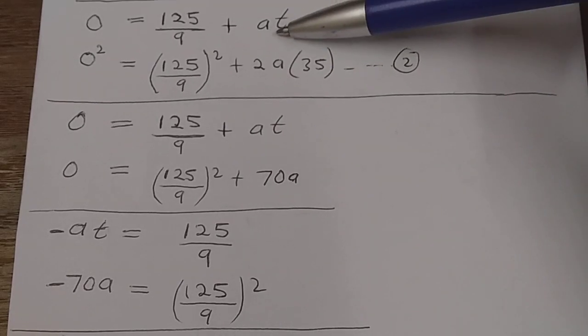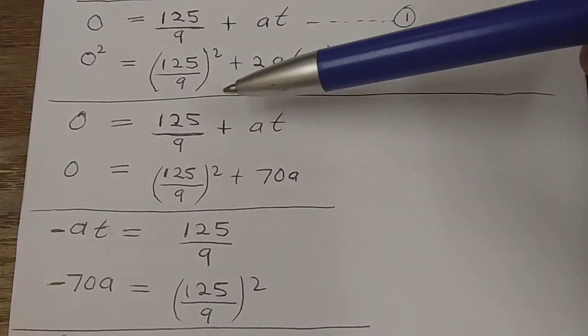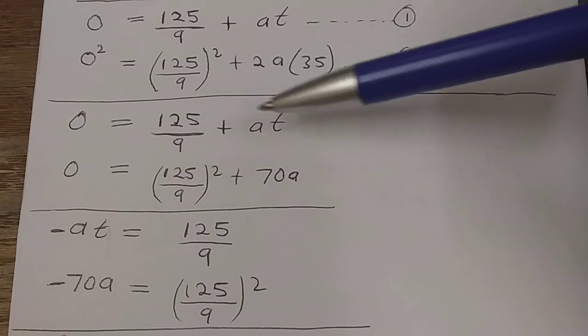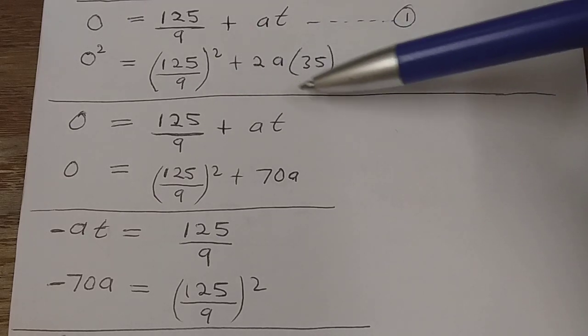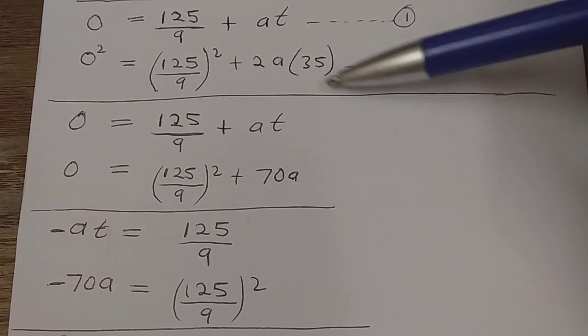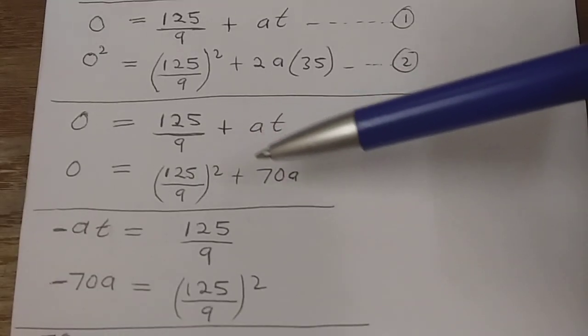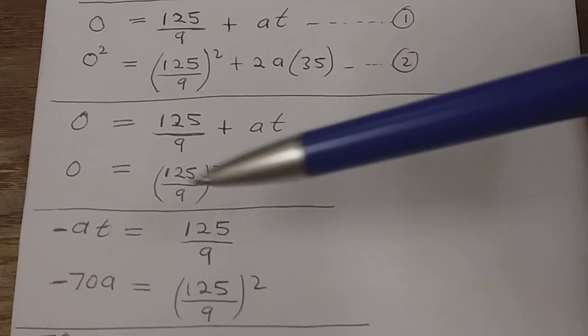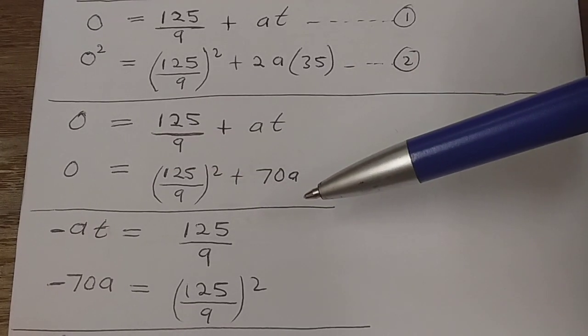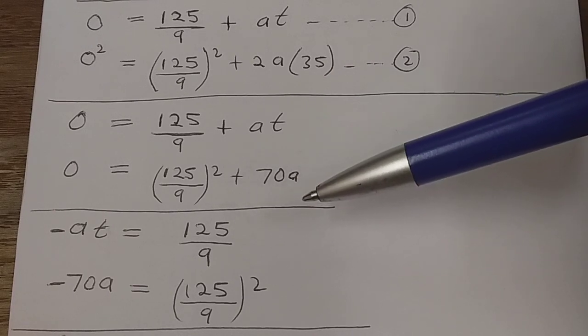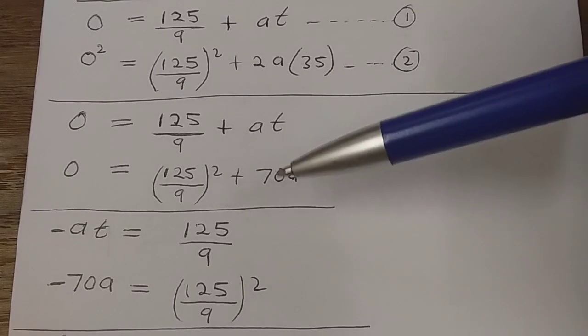Alright, then we just plug in our values. 0 squared is equal to (125/9) squared plus 2a times 35. 0 is equal to (125/9)² plus 70a, because 2 times 35 gives you 70a. And then what happened here?